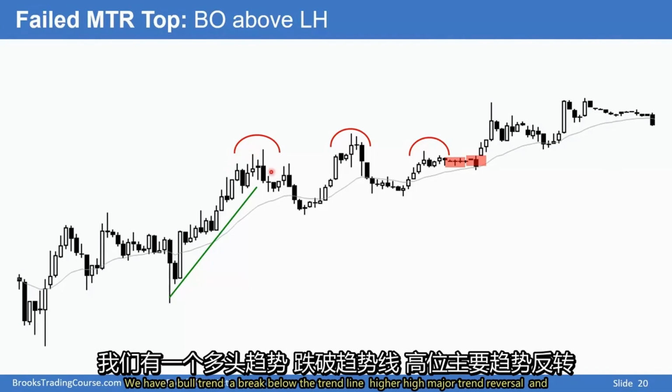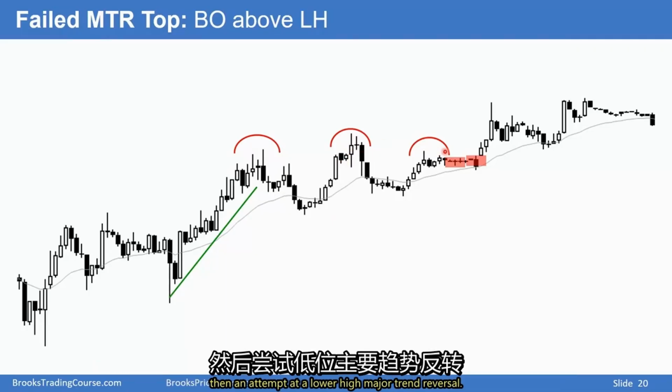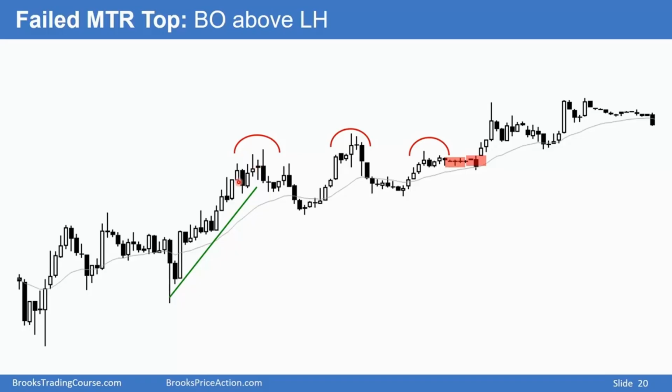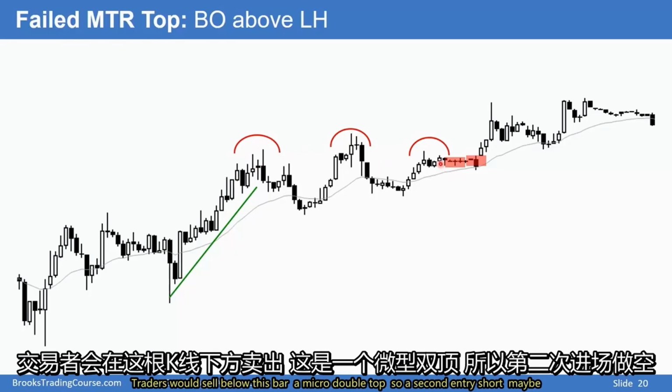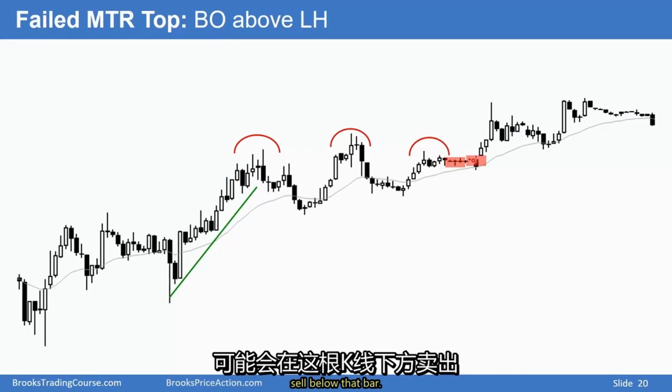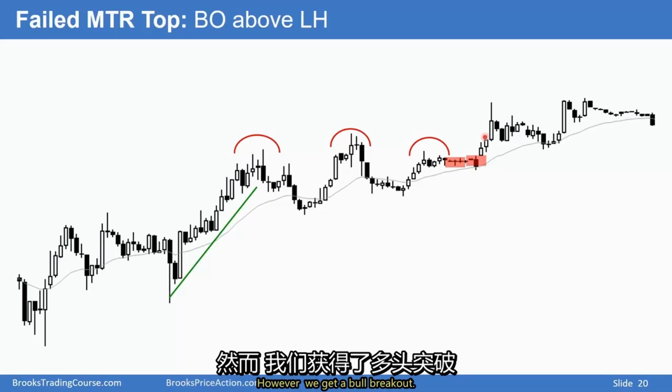We have a bull trend, a break below the trend line, higher high major trend reversal, and then an attempt at a lower high major trend reversal. Head and shoulders top, left shoulder, head, right shoulder. Traders would sell below this bar, a micro double top, so a second entry short, maybe sell below that bar. However, we got a bull breakout.